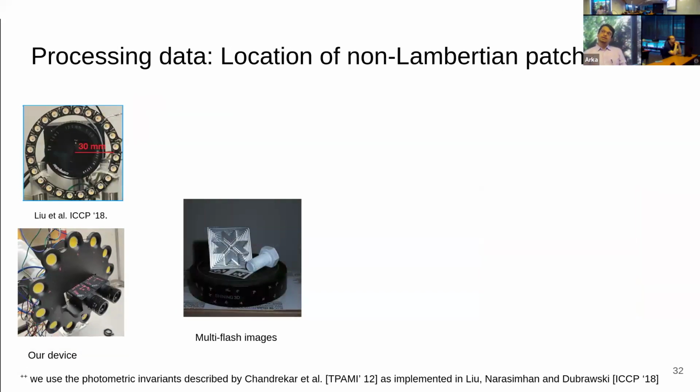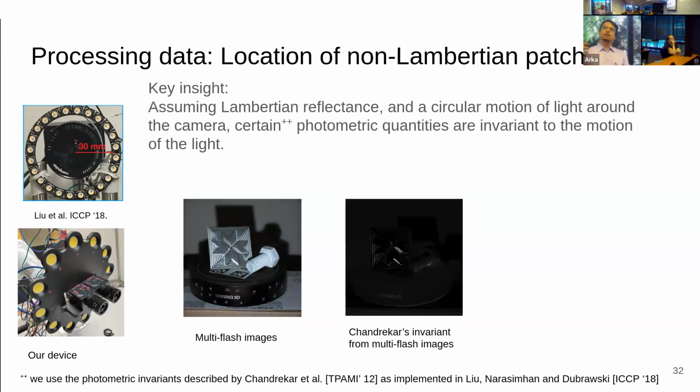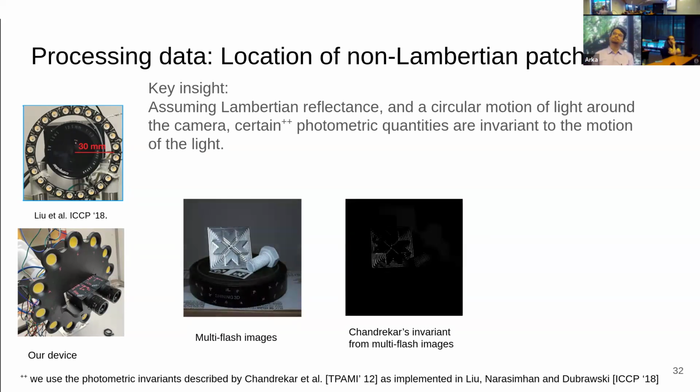Apart from two geometric quantities, we also capture a photometric quantity, which is the location of non-Lambertian patches in the scene. The way it works is we have a scene with a blend of specular, non-Lambertian and Lambertian objects, and when the light moves, the scene changes qualitatively. What we wanted to figure out is where the non-Lambertian patch is in the object.